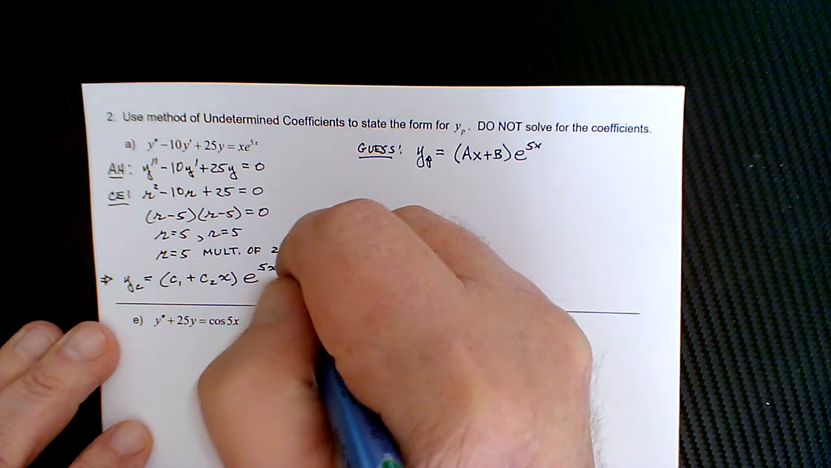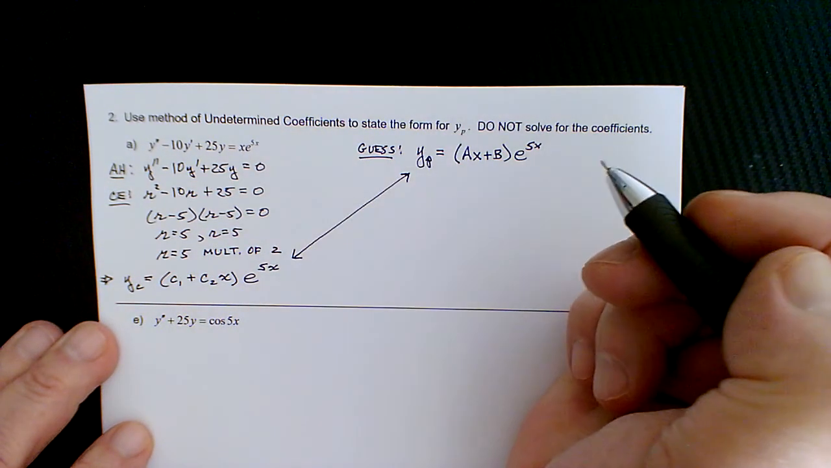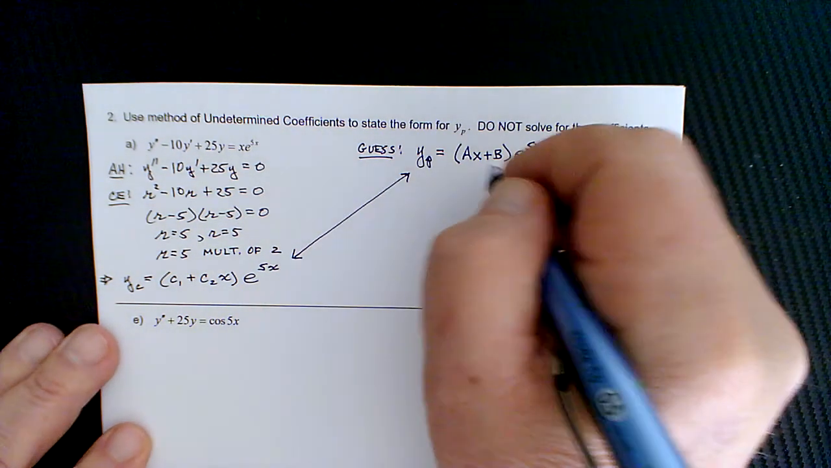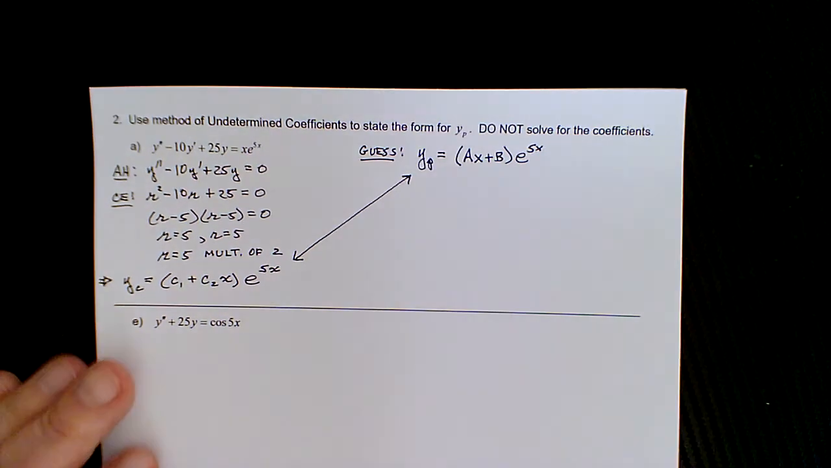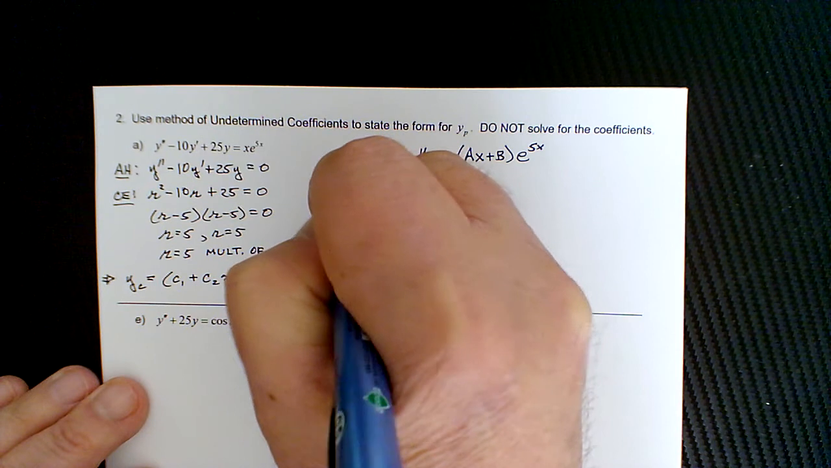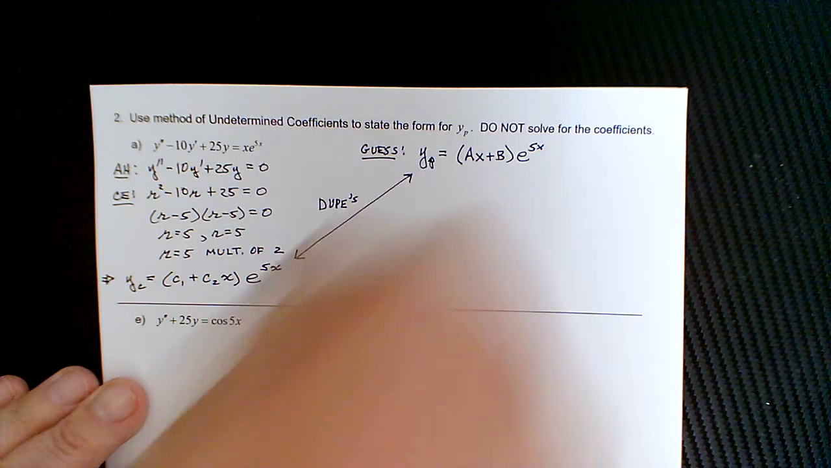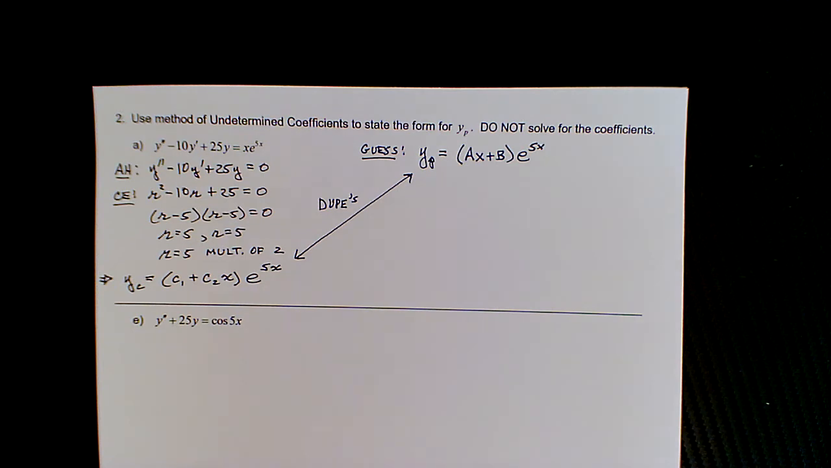And when we compare, we see that there are duplications. That is, there's an x e to the 5x involved. So there are dupes. So what we have to do is multiply by the least power of x so that there are no duplications between y sub p and y sub c.